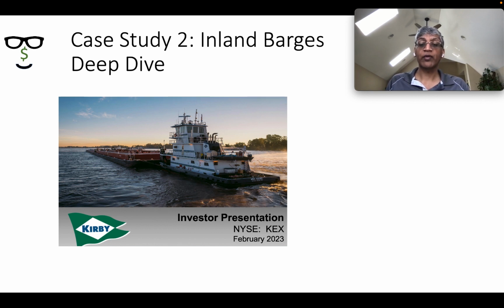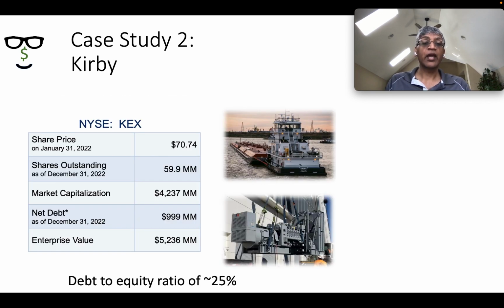They trade under the name of KEX, K-E-X, and here they are talking about their enterprise value. So they have a market cap of 4.2 billion. Not shabby at all for inland barges. How about that? And they call this net debt, which is really the total debt minus the cash balance. So market cap plus debt minus cash balance is what gives you enterprise value. And they have a debt to equity ratio of 25%. The industry average is 30%.